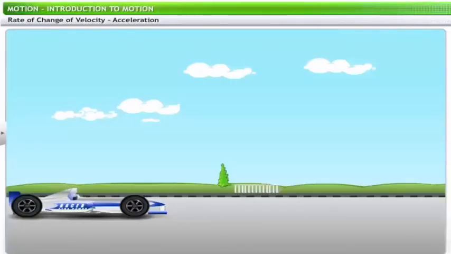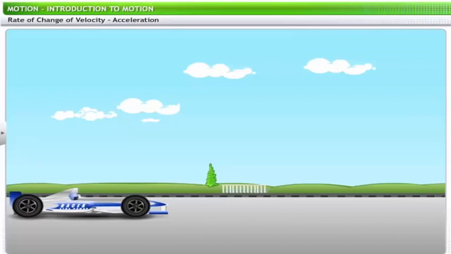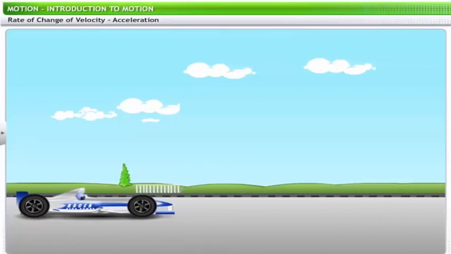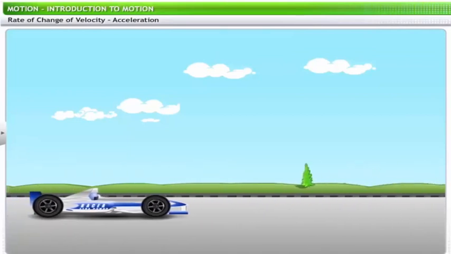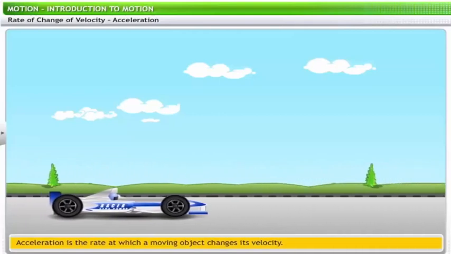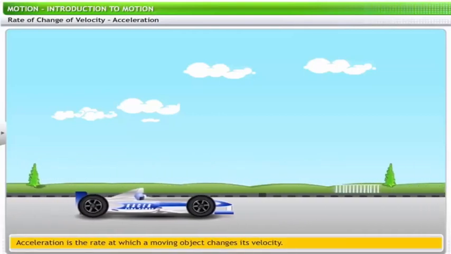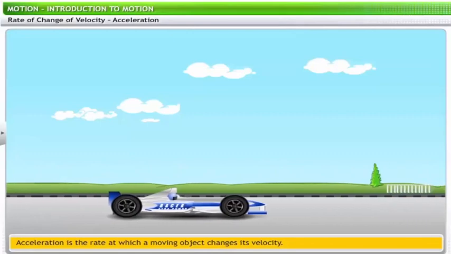For an object in non-uniform motion, its velocity may change with time. Rate of change of velocity is expressed in terms of acceleration. Thus, if a body moves in such a way that its velocity changes, then it is said to be accelerating.